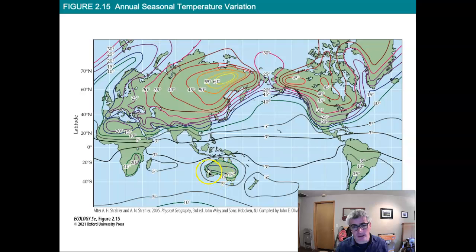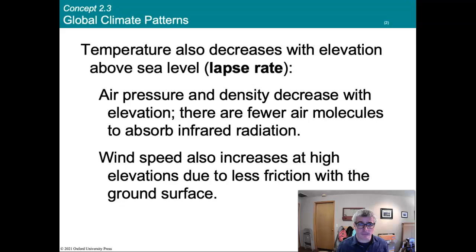You can even see it in Australia here, where the maritime systems are pretty stable, and then as you go further to the interior, you have more variation. And temperature also decreases with elevation above sea level, the lapse rate. So it's colder right now on top of Mount Baker than it is down here in the lowland Bellingham area. Air pressure and density decrease with elevation. There are fewer air molecules to absorb infrared radiation, and wind speed increases due to less friction as well.